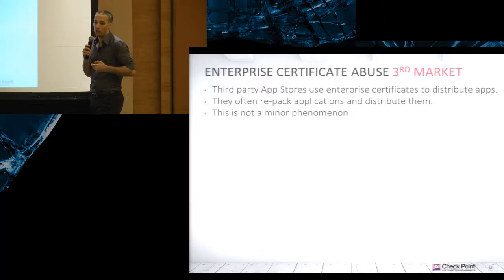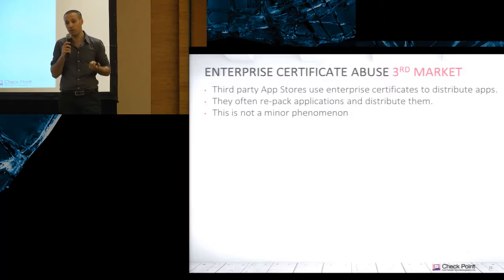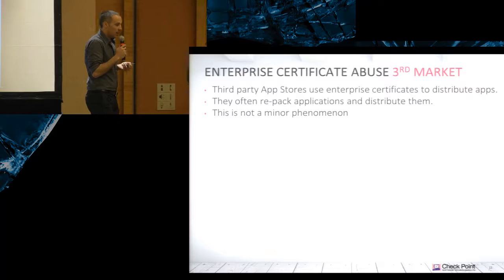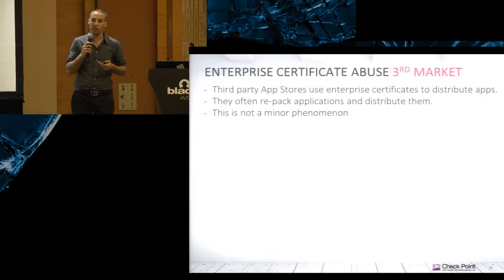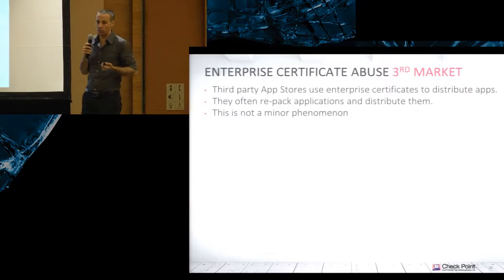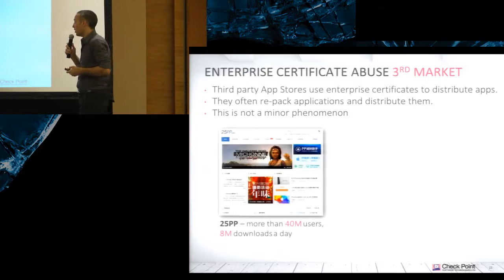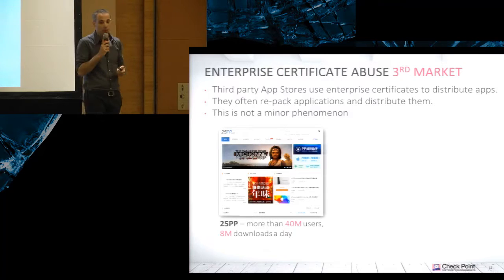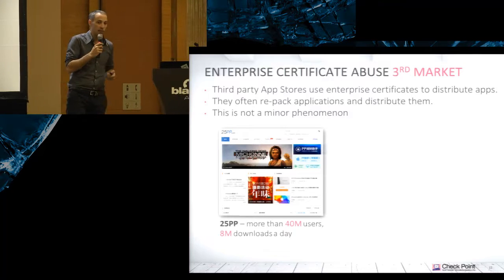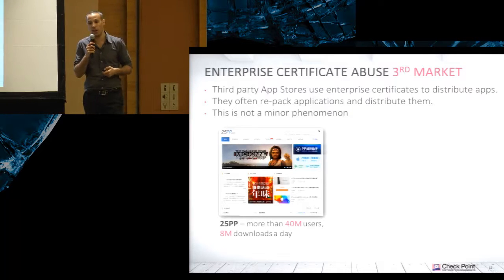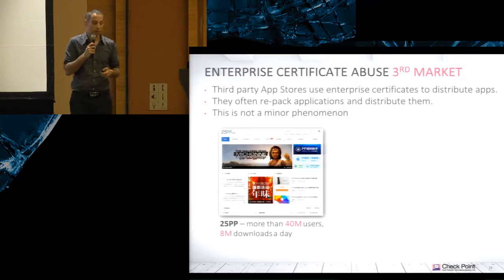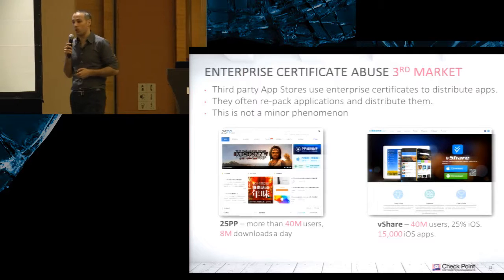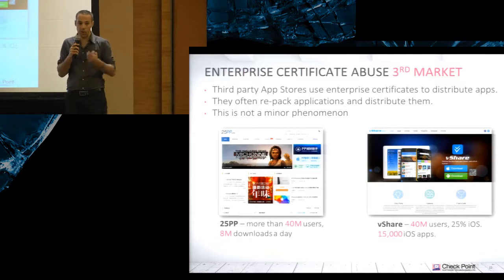It is also used to bypass Apple's geographical limitations, since some applications are not available in other places. Because of all of this, this is not a minor phenomenon. It's something that is quite popular. Two examples are 25pp, which has more than 40 million users and allegedly 8 million downloads per day, and VShare, which has 40 million users with 15,000 iOS apps.